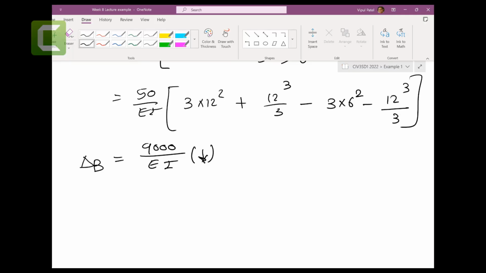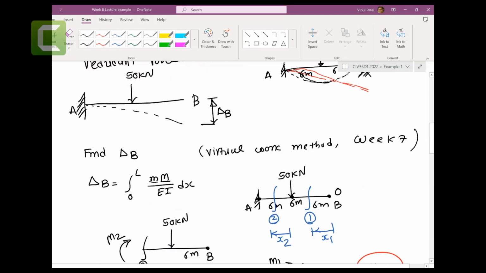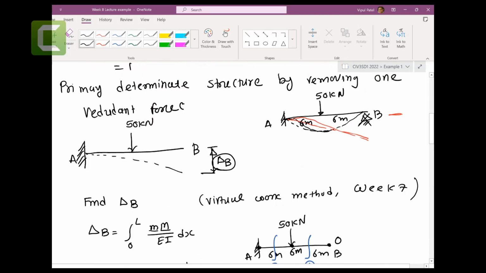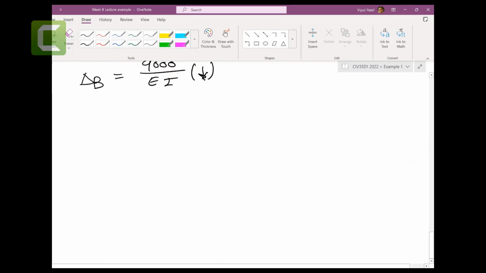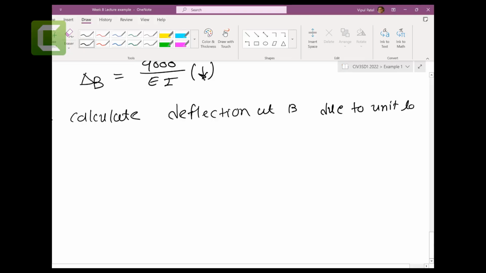All right, so now you understand that, right? So you find the deflection delta B here. Finding the deflection delta B, that's with the 50 kilonewtons. We remove the supports and we find the deflections. Now we follow the same steps with the same structure. Now let's say step number 4, we're going to calculate the deflection at B due to unit load.